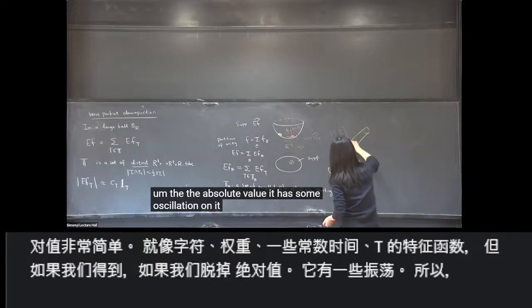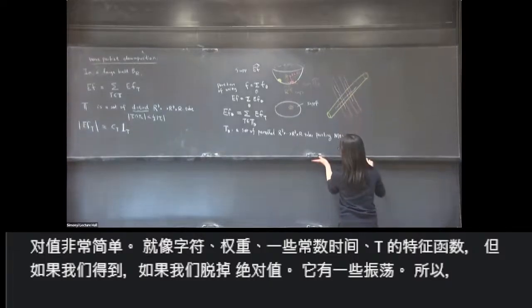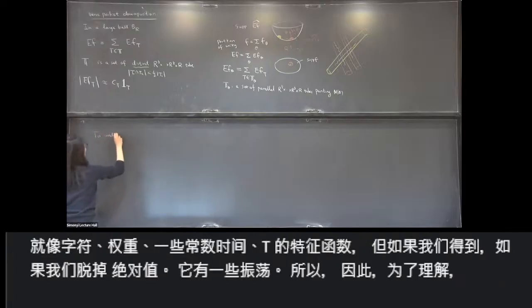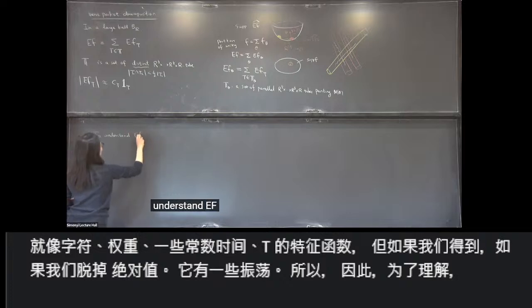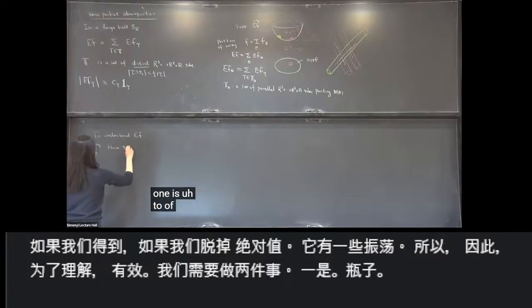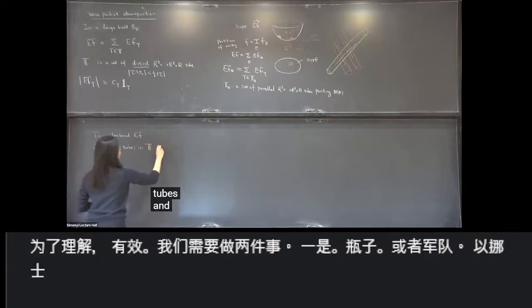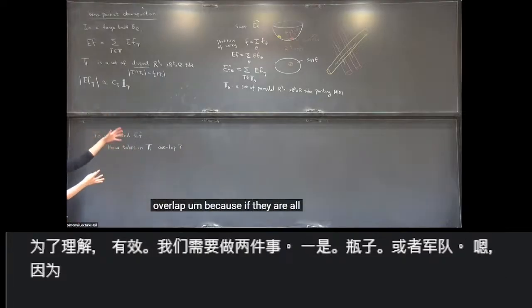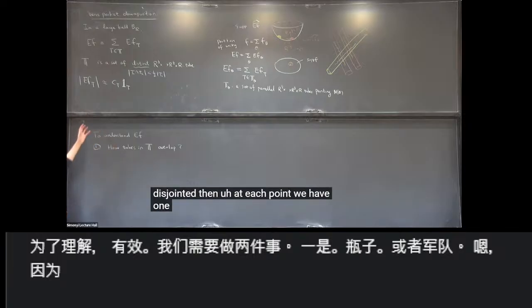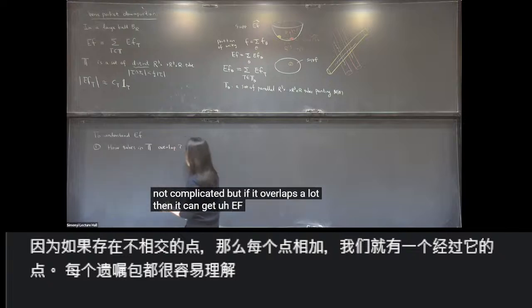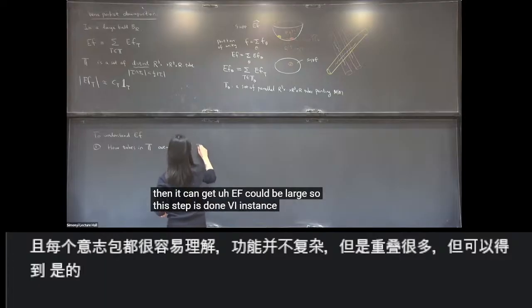So to understand EF, we need to do two things. One is how tubes in T overlap. Because if they are all disjoint, then at each point we have one wave packet passing through it, and each wave packet is easy to understand. So the function is not complicated. But if it overlaps a lot, then EF could be large. So this step is done via incidence geometry.